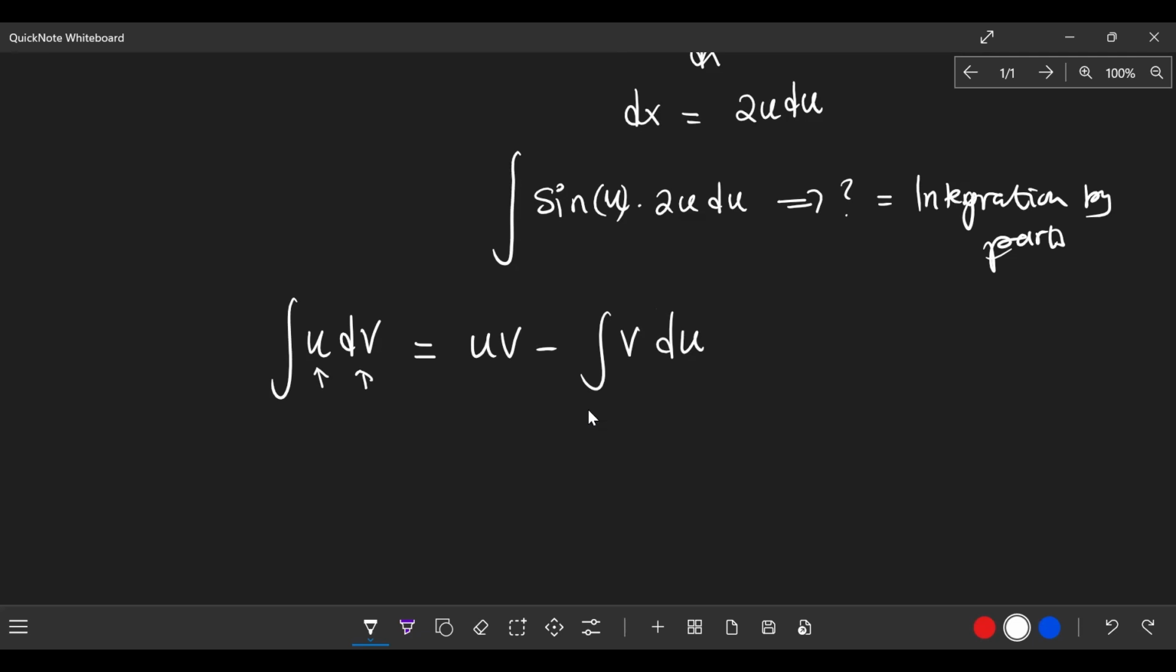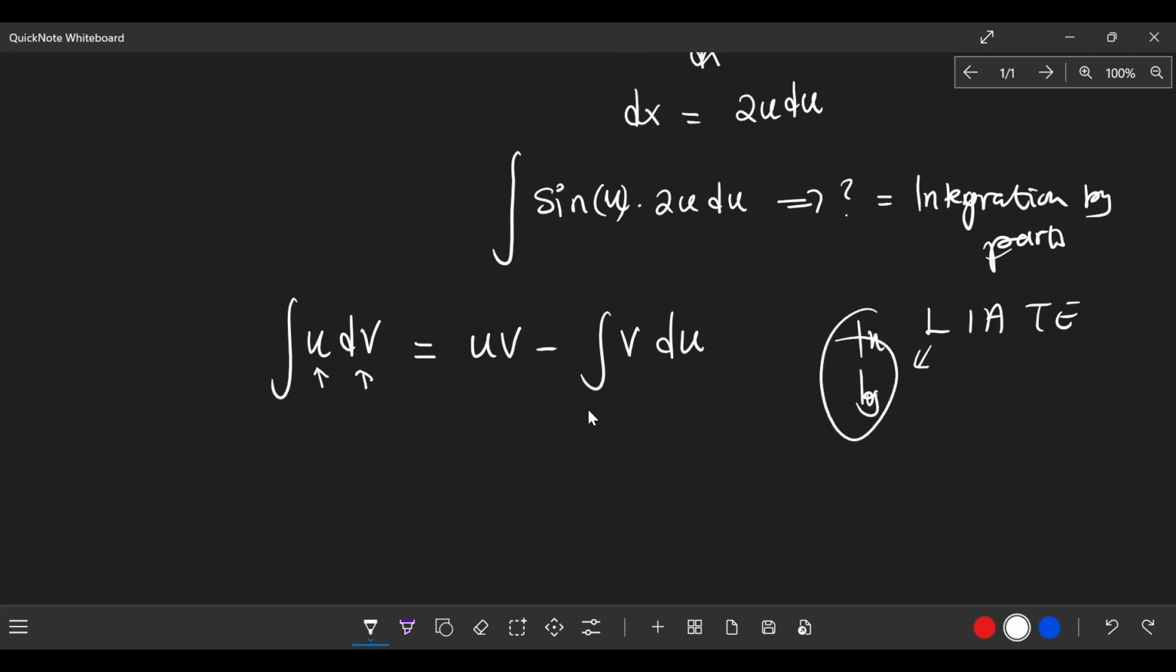So which one is my u here? Oh, some people have trouble choosing which one is the u. Me, I usually follow this order. It always works for me. I don't know if it will work for you as well. Okay, so L, logarithm function. For example, natural log of something.